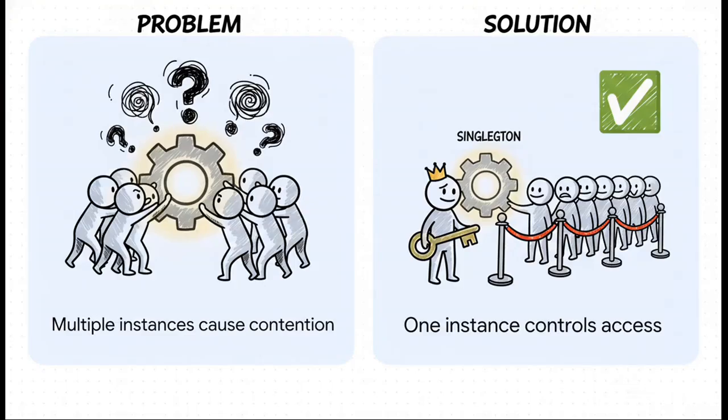Okay, first up, the Singleton. The problem it solves is simple. You need exactly one instance of an object, and only one, period. This is perfect for stuff like a configuration manager, a logger, or a database connection pool. You only want one of those floating around, right? It saves memory and keeps your global state consistent.